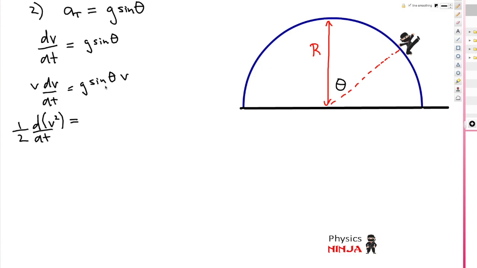Now the right-hand side, I have to change this a little bit here. The g doesn't change, that's just a constant. The next term I have is sine theta, and I want to do something similar to what I did here. Actually, what I have to do is rewrite the velocity in terms of the angular velocity. And you're going to see why in a minute. Again, the angular velocity is not constant. It's always changing. It's actually getting faster.